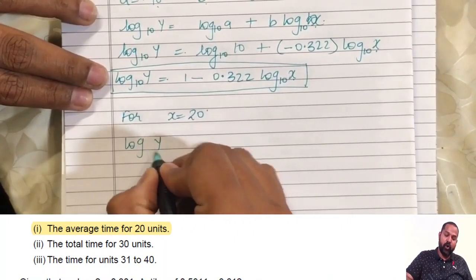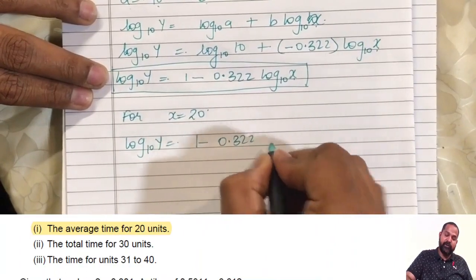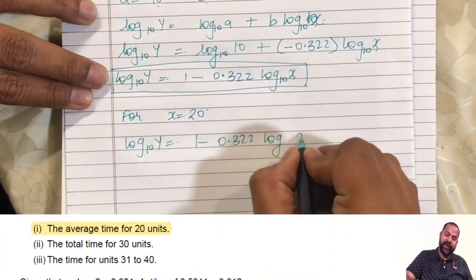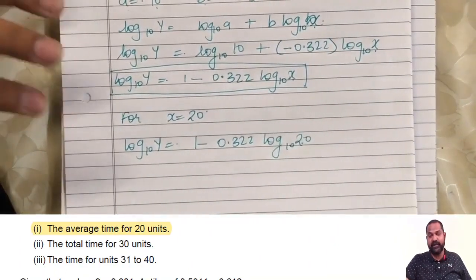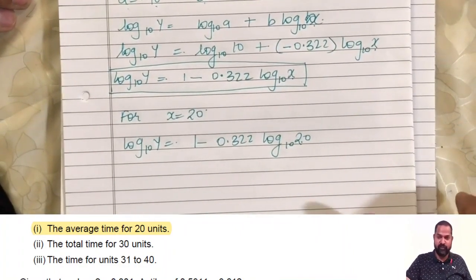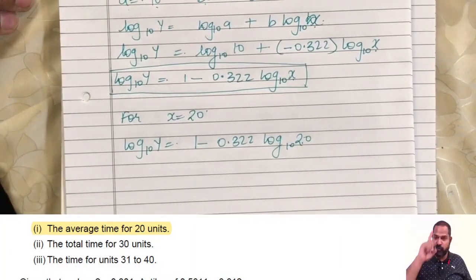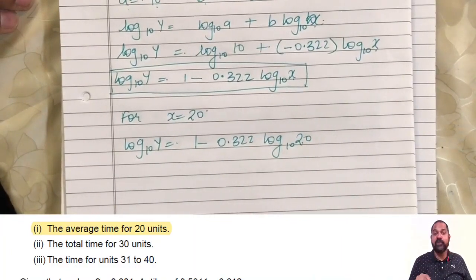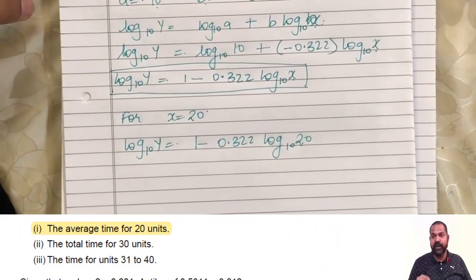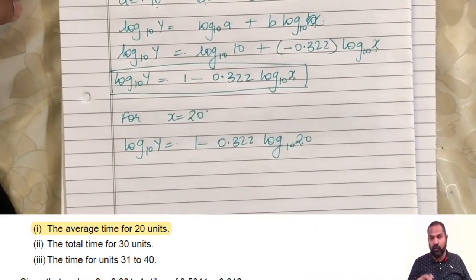I will say log of y to the base 10 is 1 minus 0.322 log of x, which is 20, to the base 10. You know how to find log of 20 to the base 10? Yes. What will you say? 2 places before the decimal, 2 minus 1 is 1. Point. What is the log of 20? Look in your sheet. It will be 0.3010. So it will be 1.3010.